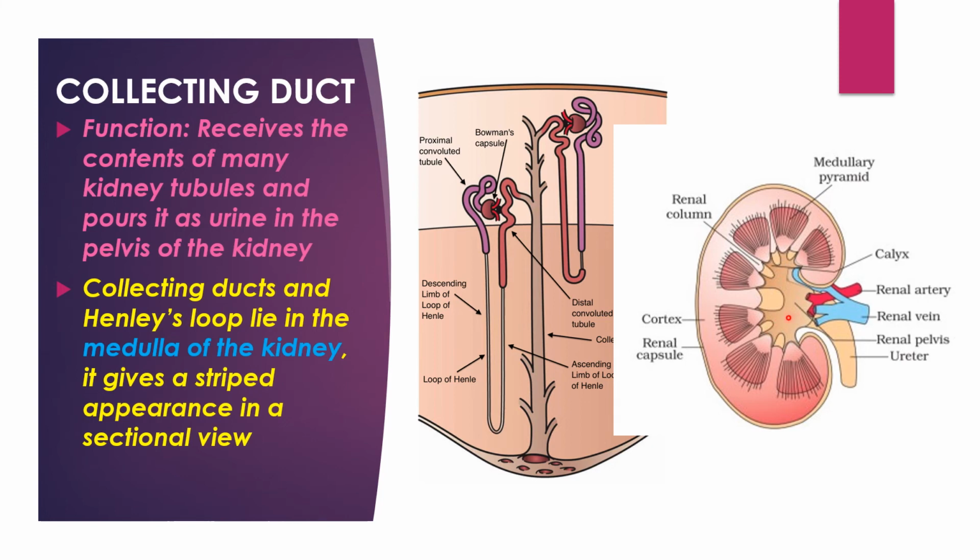This collecting duct is located in the medulla region. Then the Henle's loop is also located in the medulla region. Collecting ducts and Henle's loop lie in the medulla of the kidney. It gives a striped appearance in a sectional view. That's why the medulla region has a striped appearance.